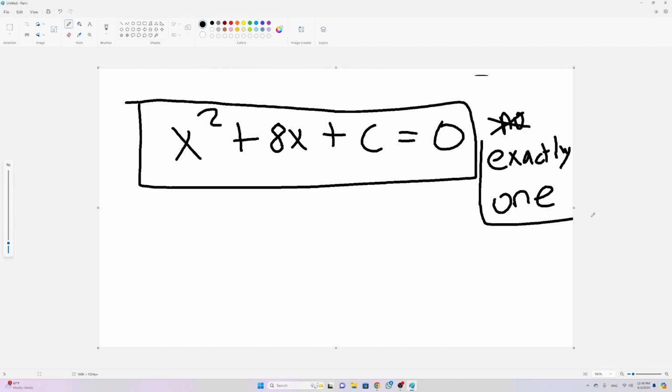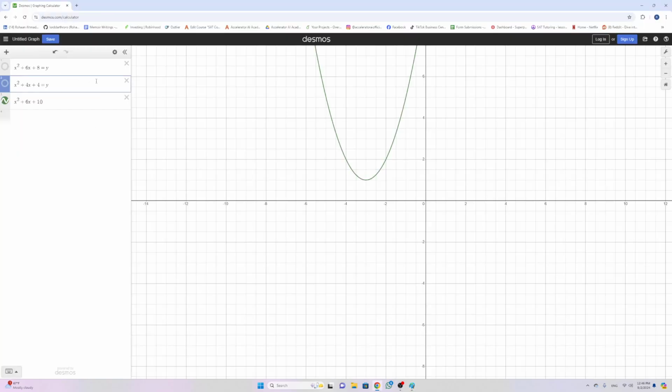Okay, so if we have exactly one solution to this, and we want to know what is the value of c, right? Let's look and see first how it would look on a graph, right? So we have x squared plus 8x plus c equals 0, right? And you can see here, it gave us an option. We can add a slider for c, right? So we have this graph, and I guess we could say equals y, right? And we can play around with the different values and see what happens, right?